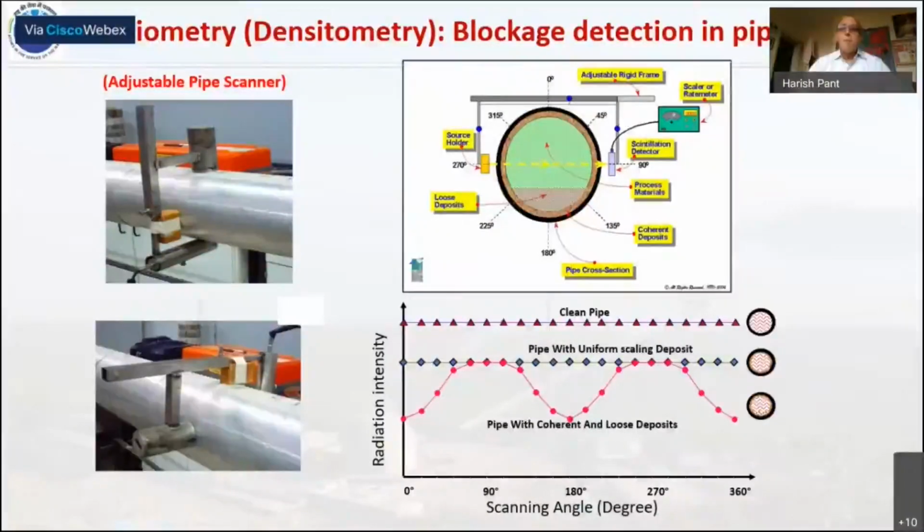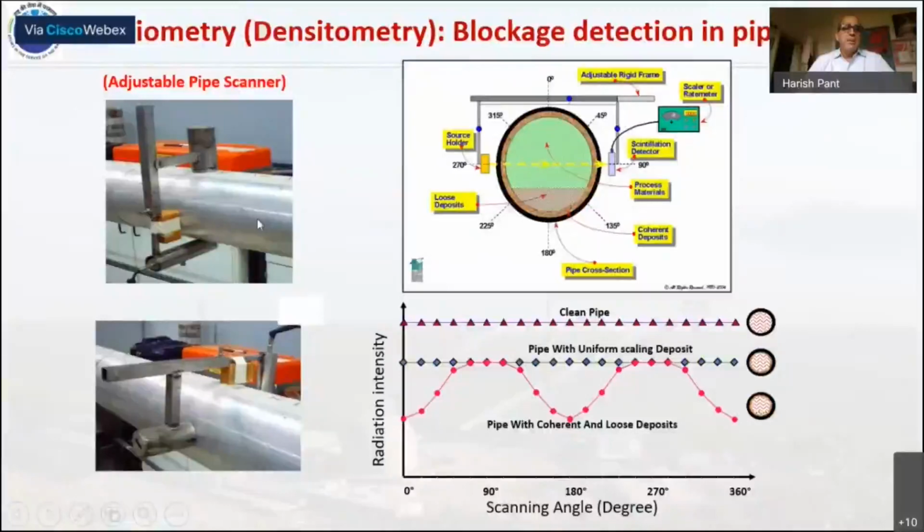Some pipelines are buried. In the buried pipelines, we cannot use this technique. But for pipelines which are overground, if there is a blockage, that blockage causes a lot of problems in the operation of the industry. So the blockage has to be identified and removed, and a radiometric technique is very commonly used for detection of blockages in pipelines.